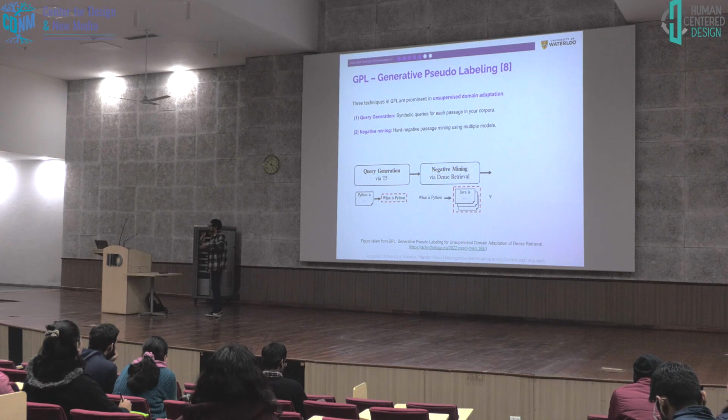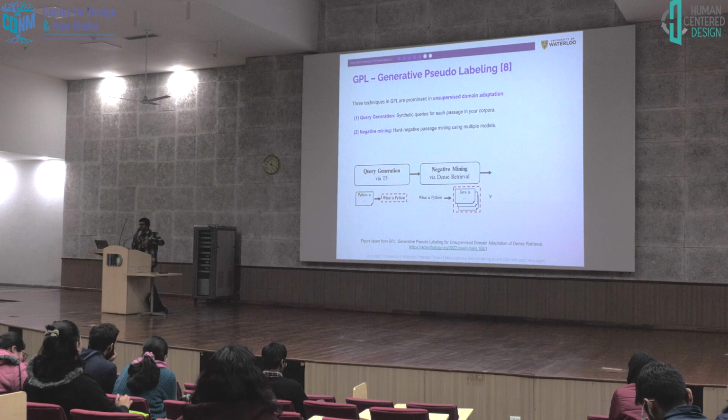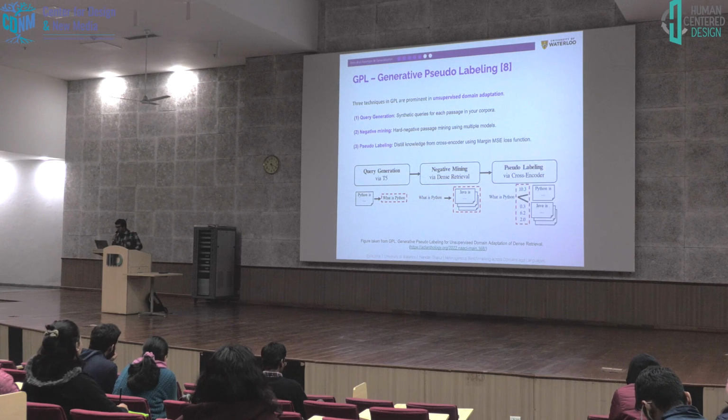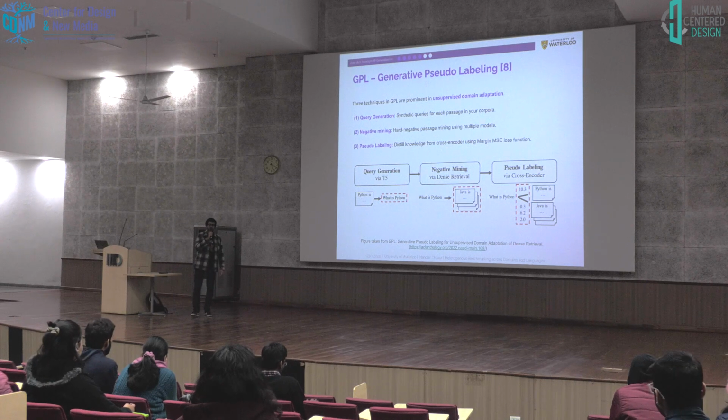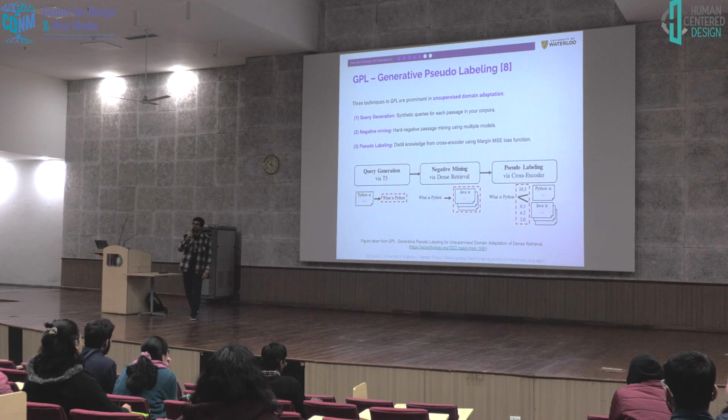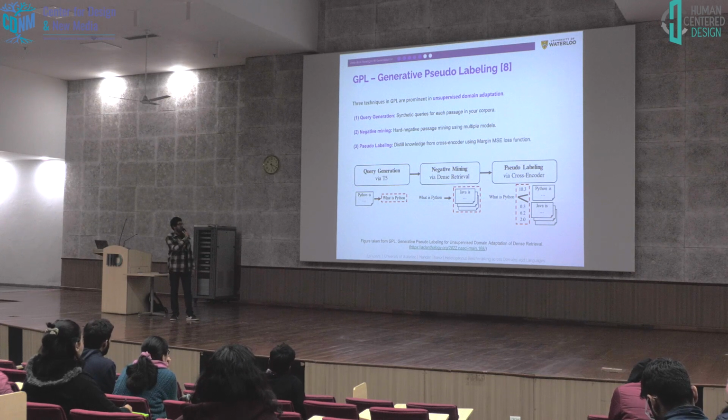But using the negative mining, you get triplets. You get a query, the original passage from which the question was generated, so that becomes a positive one. And then you also have negatives. And the third, the crucial component, is what we do is pseudo-labeling. Pseudo-labeling is a way we try to distill some information via the cross-encoder.